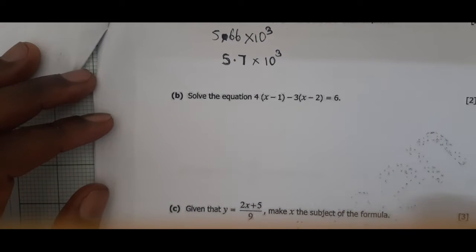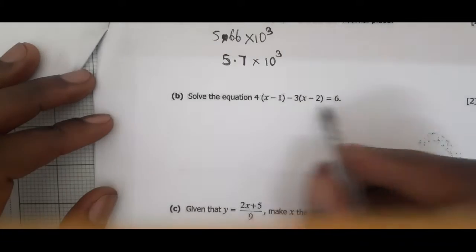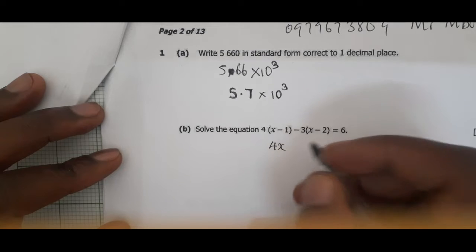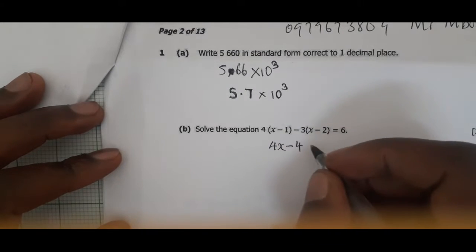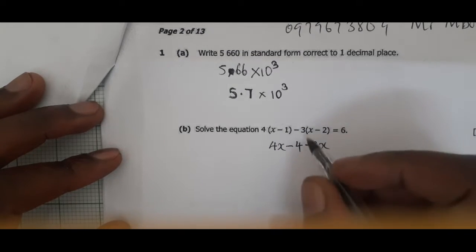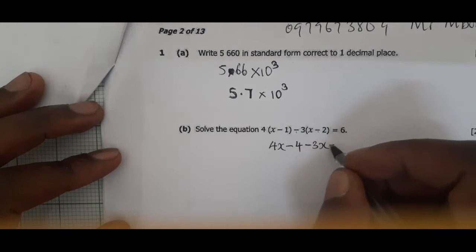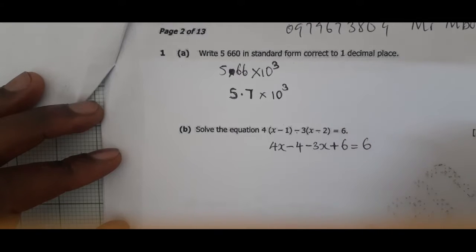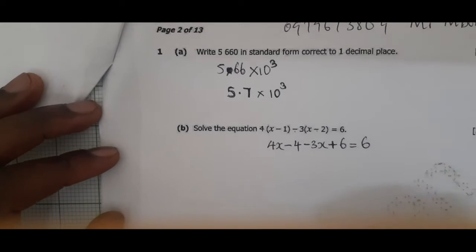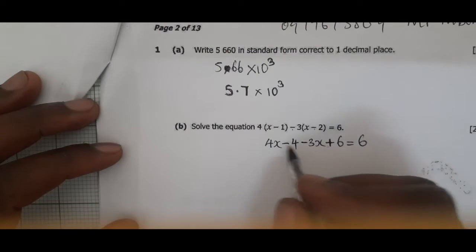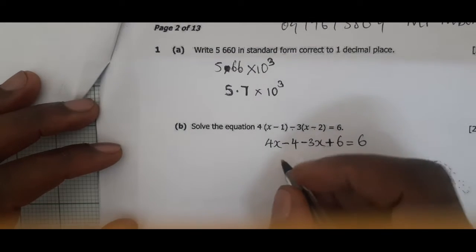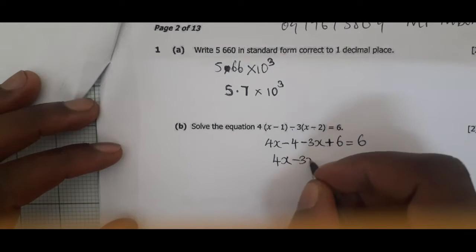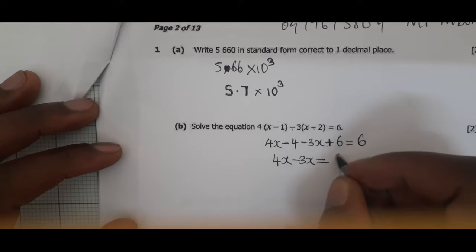And then B, solve the equation. How do we solve the equation? We get rid of the brackets first, by multiplying. Here we have 4x minus 4. Here we have minus 3x. This minus and this one, we're going to get a plus 6 is equals to 6. Are we together? So now we can rearrange this side. What are we going to have? We have 4x minus 3x is equals to 6.